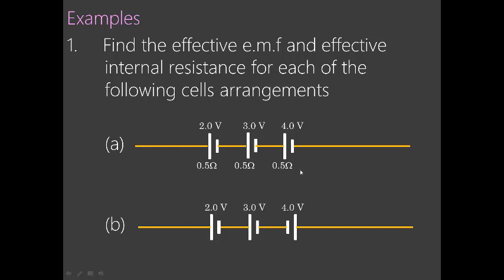Now look at part B. Here you will have 2 plus 3, because these are arranged in the same way, to give you 5, minus this one which is opposing. So you will have 5 minus 4, giving you 1 volt. The effective EMF is going to be 1 volt. And here, the internal resistance has no arrangement, has no order. So for it, you just keep adding. So it will remain 1.5.